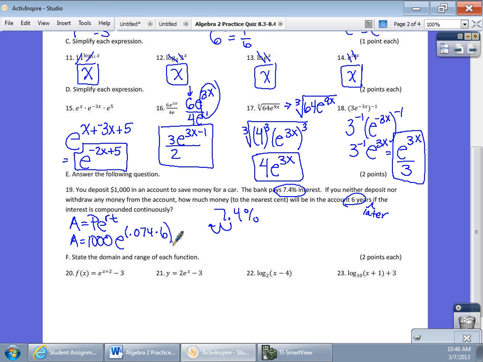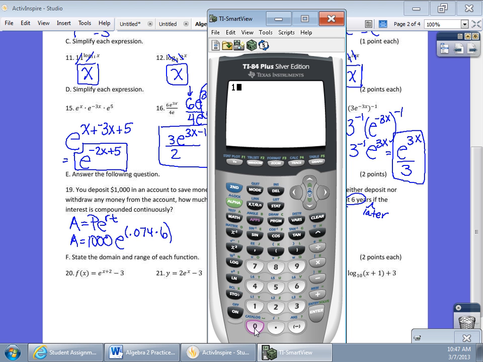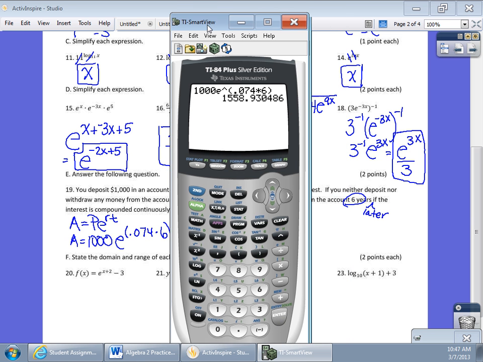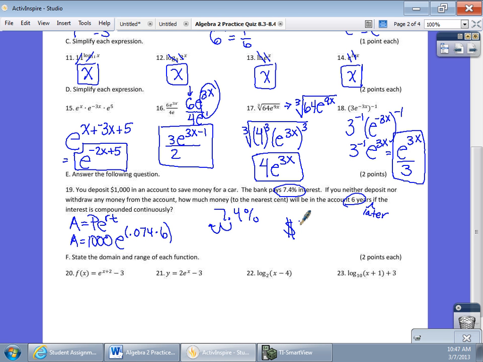And this I'm going to have to type into my calculator. We'll do, again, 1,000 times e. So I push the second button and then the natural log button. It already has my caret, 0.074. And then we multiply by 6. Close the parentheses, hit enter, and there we go. Now it says round to the nearest cent, so I'm looking at the 3, look behind, it's a 0, I don't round the 3 up. It's 1,558.93.